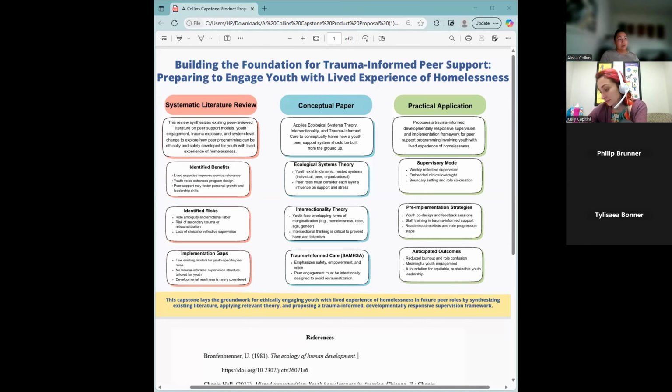This framework focuses on the pre-implementation phase of peer leadership programs, recognizing that although there's a growing momentum to involve youth with lived experience in leadership and systems change work, many communities haven't built an infrastructure to support them in ways that are ethical, developmentally appropriate, and trauma informed. The heart of this work is laying the groundwork for safe and sustainable peer support before any formal implementation begins. Again, we'll have the systematic literature review, conceptual paper, and the practical application.